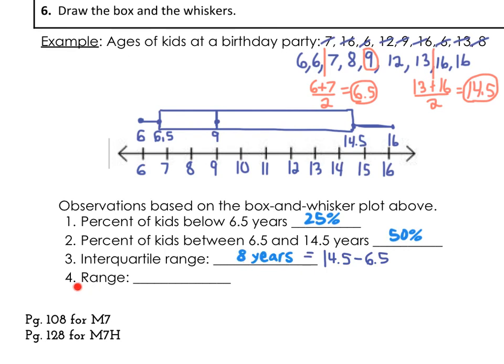And for problem number 4, when we talk about the range, what's the range of our data? Then all you're going to do is take the maximum age, which is 16, minus the minimum age, which is 6. You subtract them and you get 10 years. So let's write that on the last part. And then that's all for your notes. Thank you very much. Bye-bye.